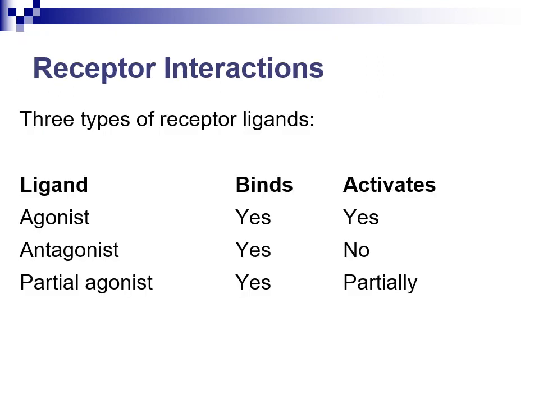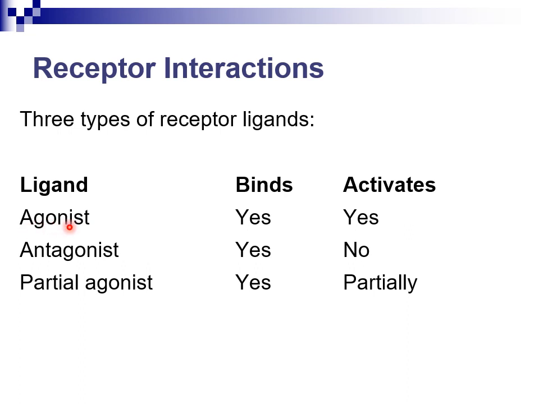Now let's take a look at the three different types of receptor ligands. Okay, so here we have on this little table the ligand and whether it binds to a receptor and what it does when it binds to the receptor. Now, it almost goes without saying that all three types bind to the receptor, or else they wouldn't be ligands. By definition, compounds that bind to a specific receptor are ligands.